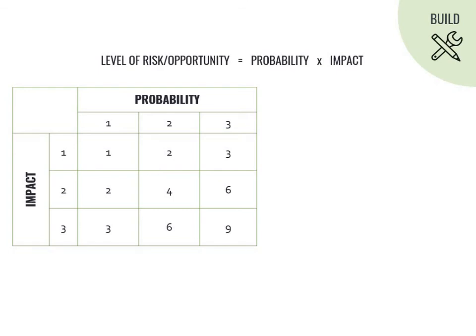Final calculation. Level of risk opportunity. After you give to each risk opportunity these values, you can give to each an overall value of level of risk opportunity, which can be obtained through a simple calculation. The level of risk is equal to probability of the risk times the impact of the risk.